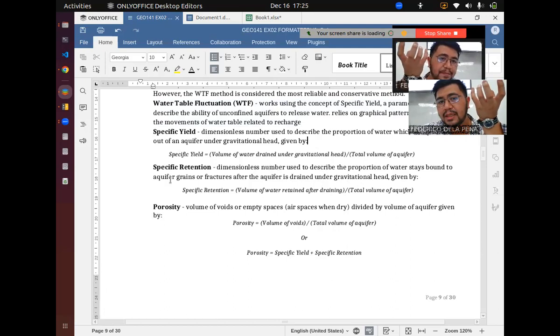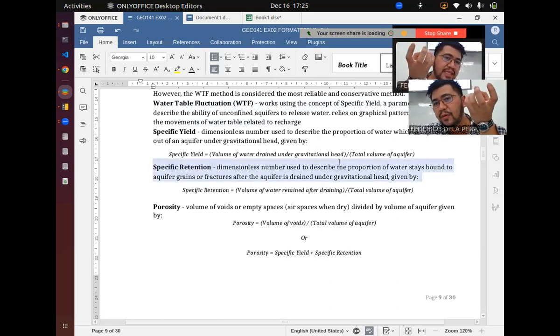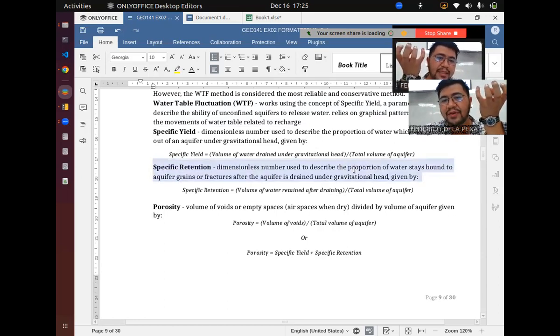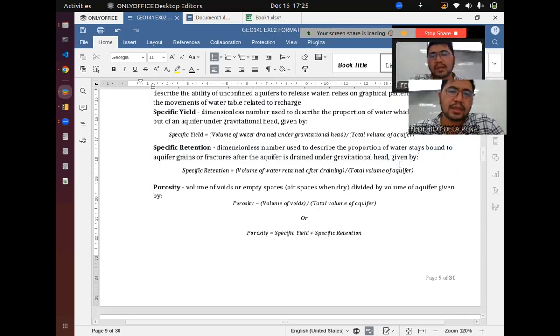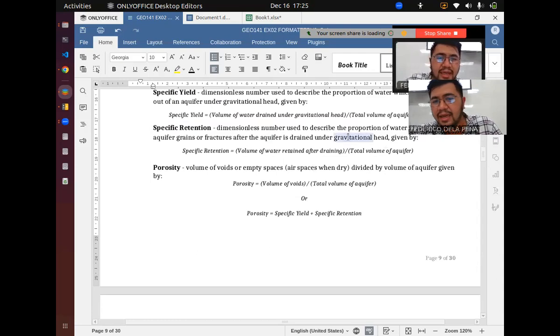Okay? And that's what we call the specific retention. That's basically the water or moisture that is retained by the soil after you have drained out that soil or aquifer. Okay? So to be more correct, we call it an aquifer. Okay? So sometimes we're dealing with soil or fractured rock.